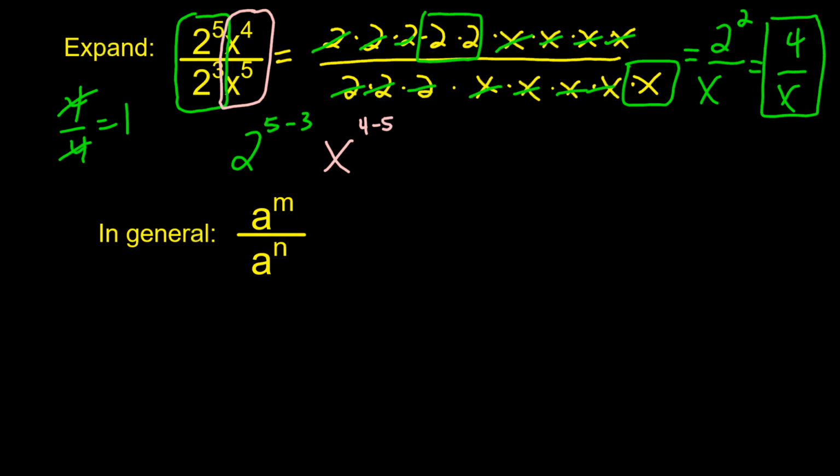So in general, this is going to be a to the m minus n. I believe this is called the quotient property for exponents. So whenever you have the same base, that's why it's a on top and bottom, and a different exponent, or they could be the same exponent, I guess, technically, you're going to subtract those 2 exponents. So this is called the quotient property.